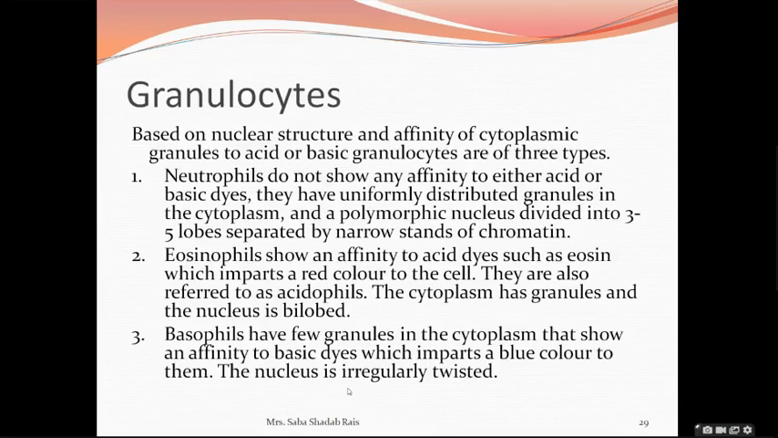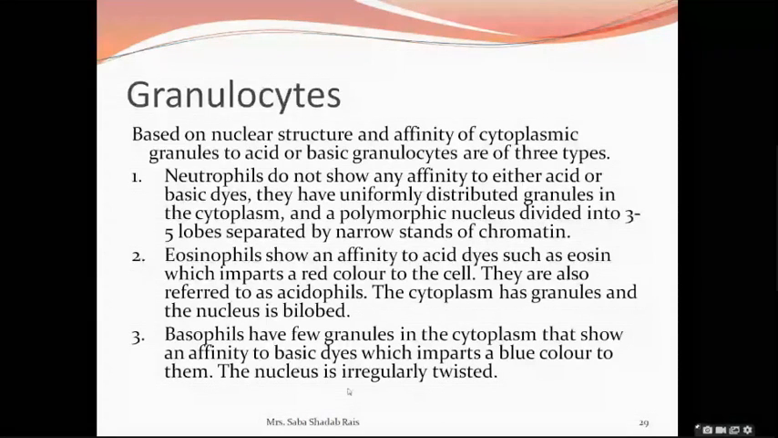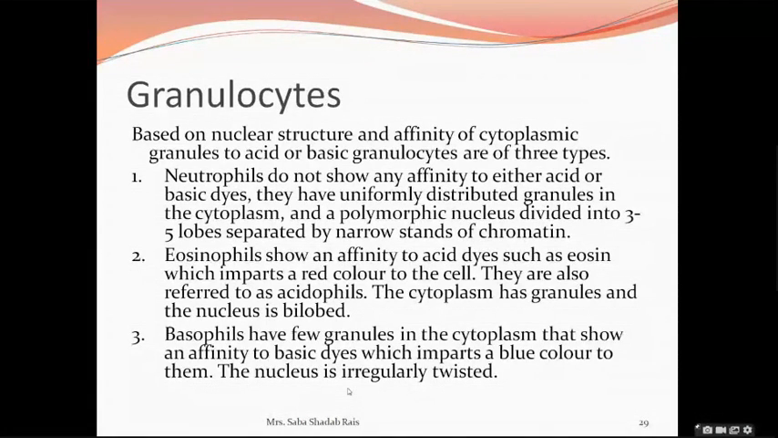Okay. Now basophils have very few granules which are sparsely scattered in the cytoplasm. They have an affinity to basic dyes. This will give the blue color. See, eosinophil red color, neutrophil no color, and basophil will give the blue color. You need to remember it in this way. Now when we talk about the nucleus, the nucleus will not show proper lobes, but it will show twisting. So the nucleus is irregularly twisted.